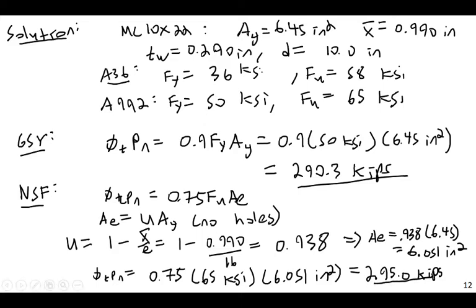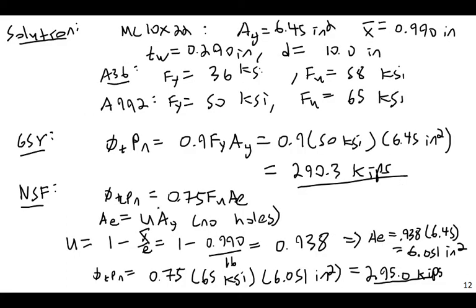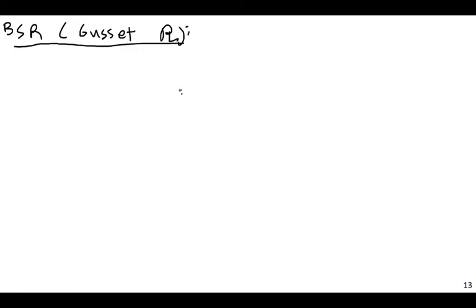Next, I don't have to worry about block shear rupture on the member, because you can only have block shear rupture when you have a block that can actually tear out. There's really no block to tear out except the entire plane of the member. But block shear rupture can be a factor for our gusset plate here. So I'm going to look at block shear rupture on the gusset plate.